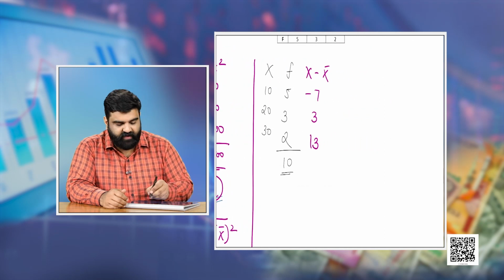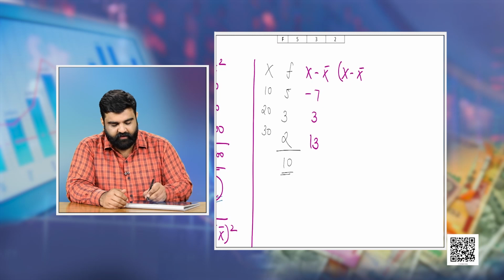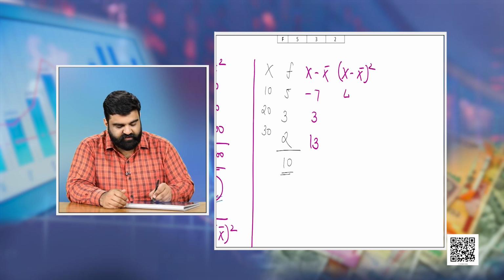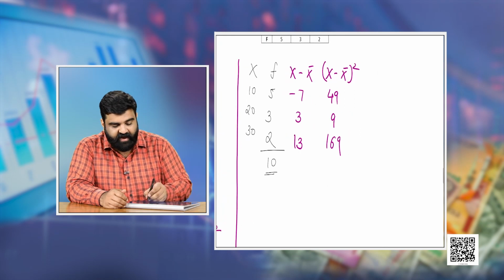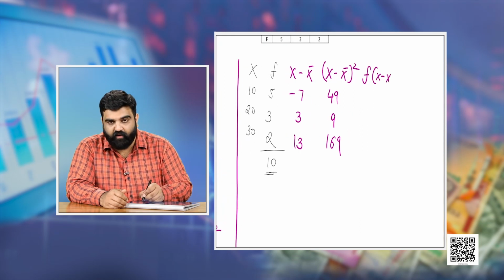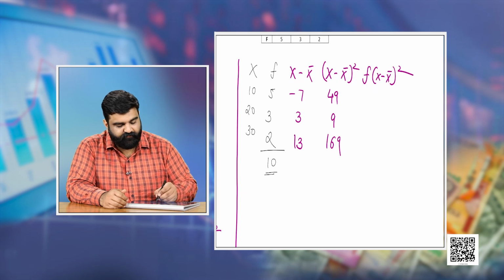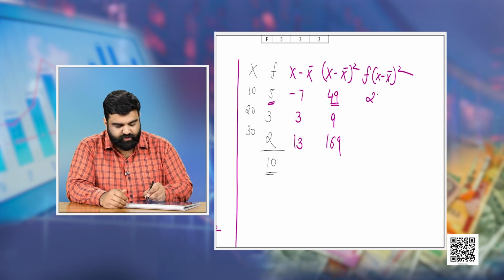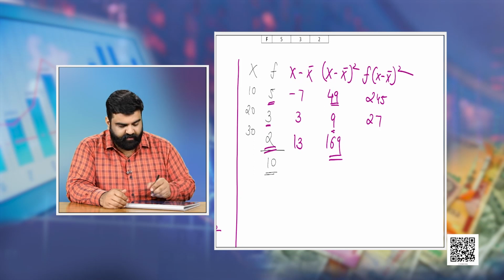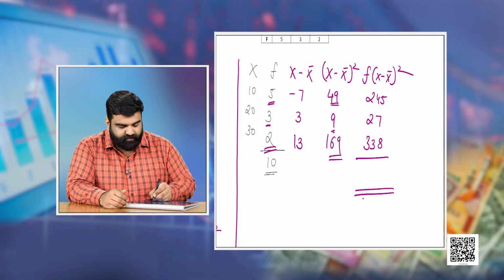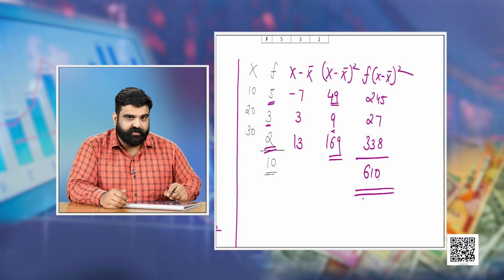Let us square these values. So, we have x minus x bar, the whole square. This will be 49, this will be 9 and this will be 169. The question is not over yet. We have to multiply these values with the value of f. So, we have 49 multiplied by 5 which is 245. We have 9 multiplied by 3 which is 27, and we also have 169 multiplied by 2 which is 338. The final answer to the total of this will be 610.